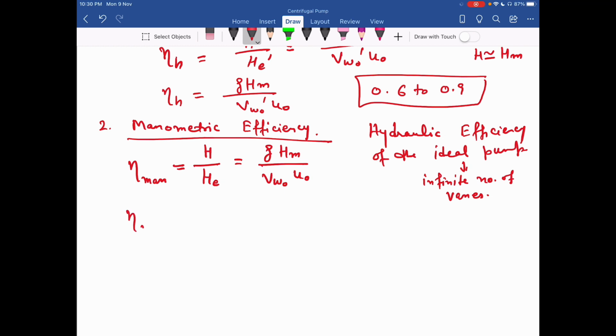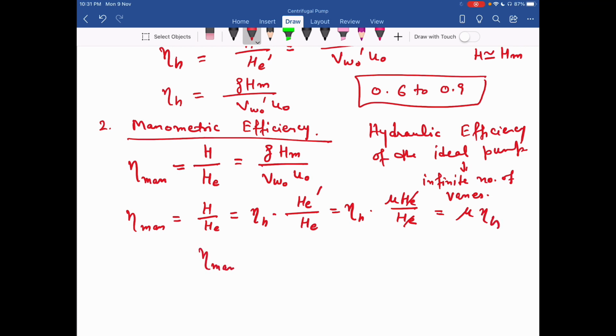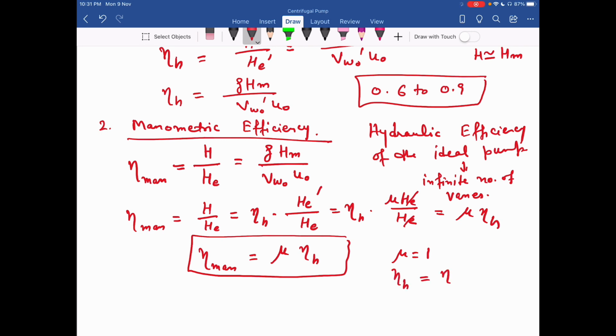Okay, so I can also write eta MAN is equal to H upon HE, that is equal to hydraulic efficiency into HE dash upon HE. Or I can write it as hydraulic efficiency into mu HE upon HE. So HE cancels with each other, so equal to mu times eta H. So eta manometric is also equal to mu times eta H. Another relation for manometric efficiency. Okay, so when mu is equal to 1, hydraulic efficiency becomes equal to manometric efficiency.